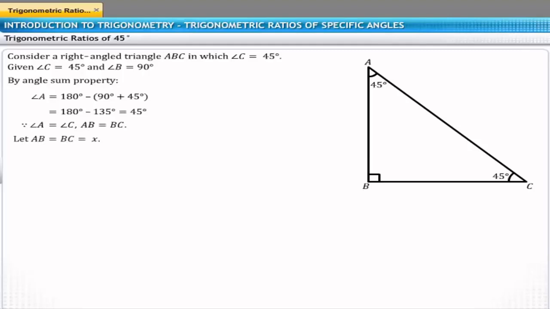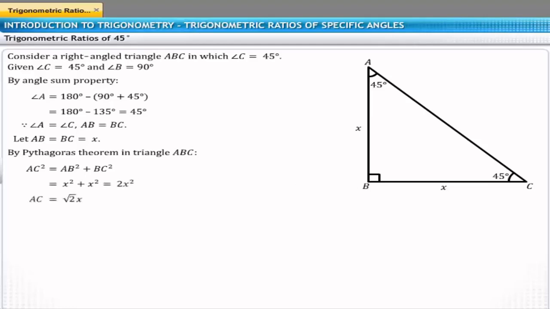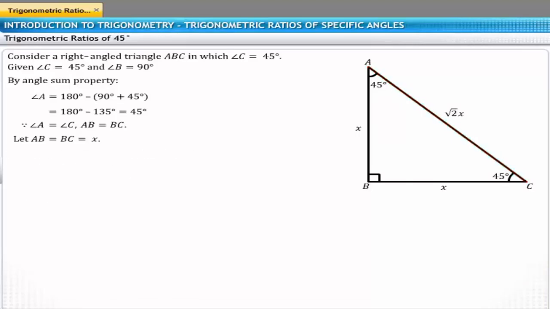Let this length be x. Applying Pythagoras theorem in triangle ABC, we find the length of hypotenuse AC as root 2 times x. Now, we are all set to find trigonometric ratios of the 45-degree angle C.